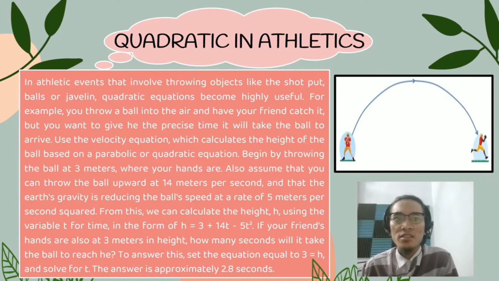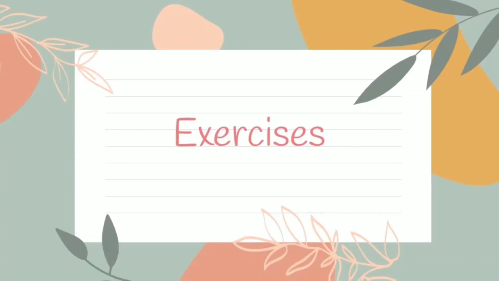If your friend's hands are also at 3 meters in height, how many seconds will it take the ball to reach it? To answer this, set the equation equal to 3, equal to h, and solve for t. The answer is approximately 2.8 seconds. I think that's all from me.